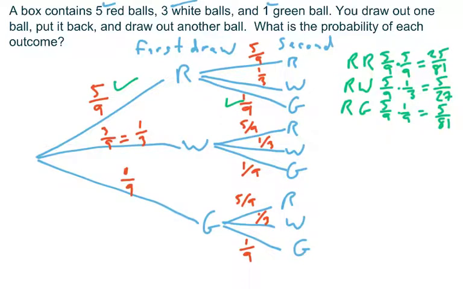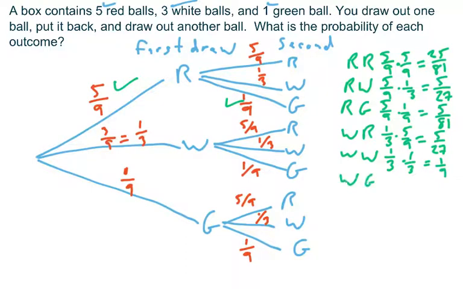Continuing on, we could have a white followed by a red, and that probability is 1/3 times 5/9, or 5/27. A white followed by a white, that's 1/3 times 1/3, or 1/9. A white followed by a green, and that probability would be 1/3 times 1/9, or 1/27.